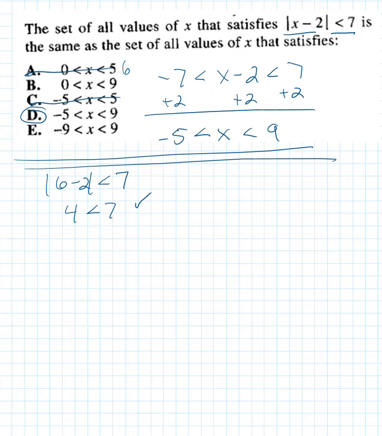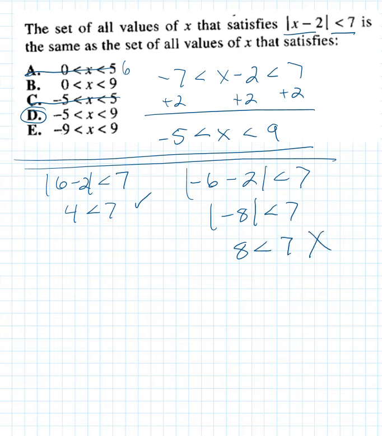Let's pick -6 and say, what if x is -6? Does that work? Then we have the absolute value of -6 minus 2, or the absolute value of -8, is less than 7, which 8 is not. So that's not true, and we can eliminate x being -6. That means we can't be E, because that allows x to be -6.